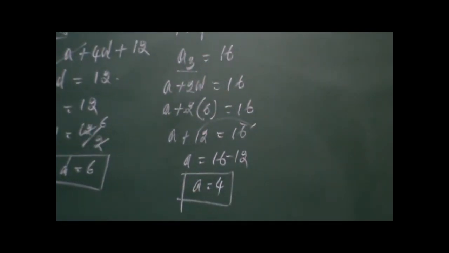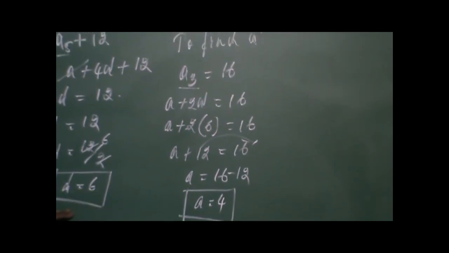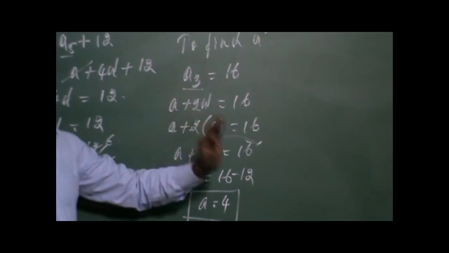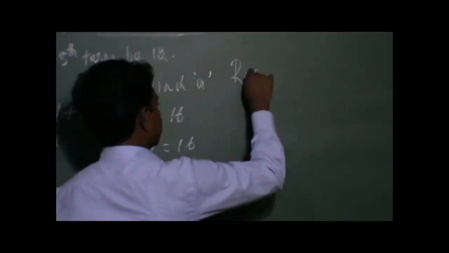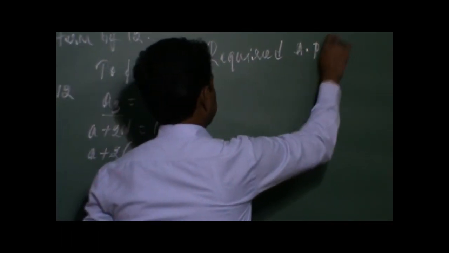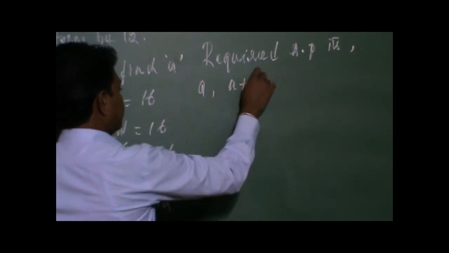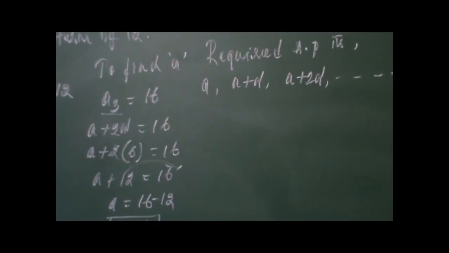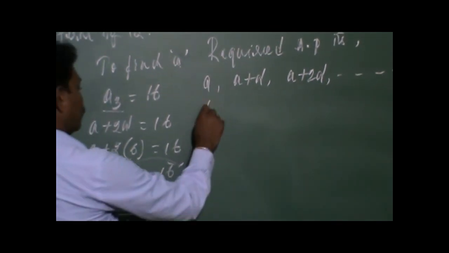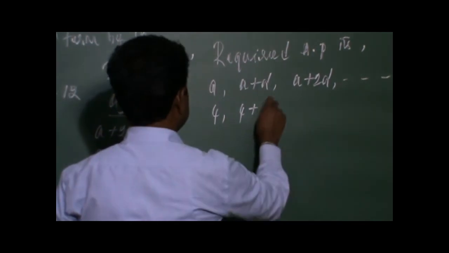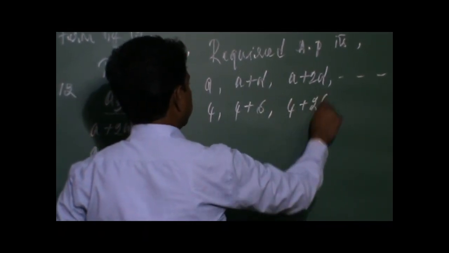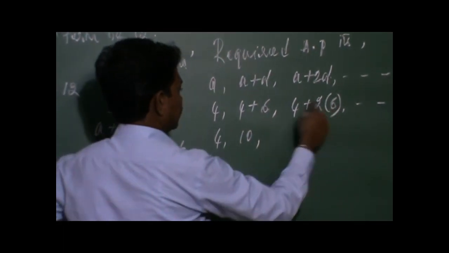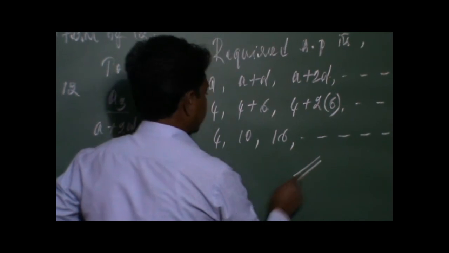So what is the first term? 4. So you have the first term of the AP as well as the common difference of the AP. So easily we can find the required AP by using its general form. Write the general form: a, a plus d, a plus 2d, dot dot dot. We have the values of a and d. Substitute: a is 4, comma, a plus d is 4 plus 6, comma, a plus 2d is 4 plus 2 into 6, dot dot dot. So 4, comma, 4 plus 6 is 10, comma, 2 sixes are 12 plus 4 is 16, dot dot dot. So this is the required AP.